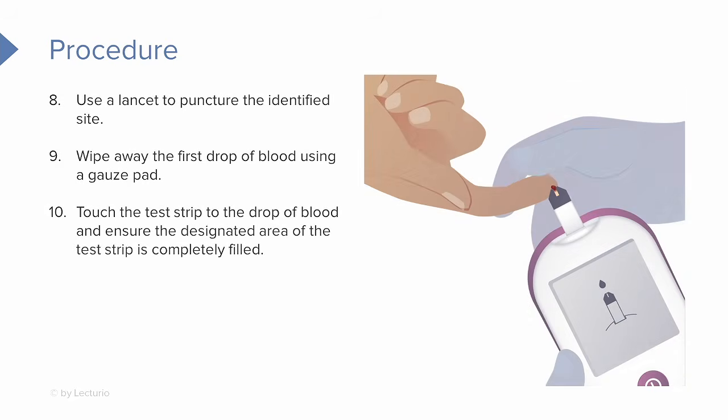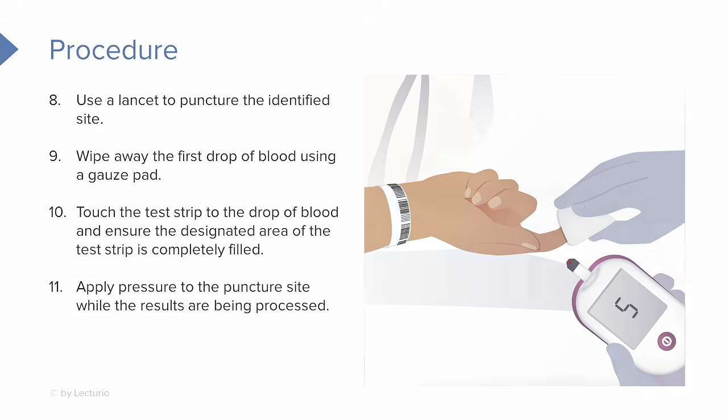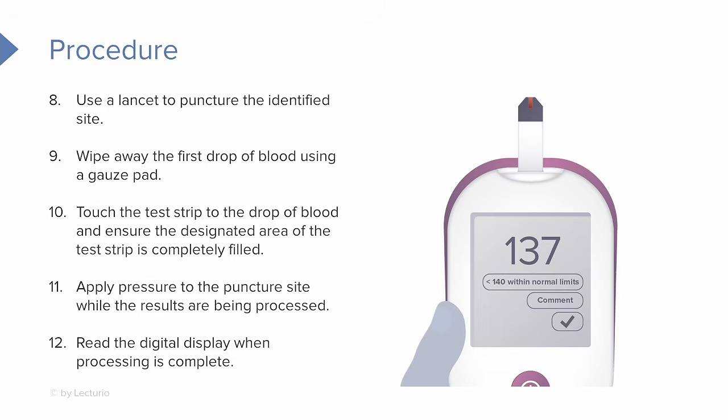Now we can touch the test strip to that drop of blood. We've got to make sure the test strip area is completely filled. Now once that occurs, usually your meter is going to start running its results. We can apply pressure to the puncture site while the results are being processed. Now we're going to read the digital display when processing is complete.